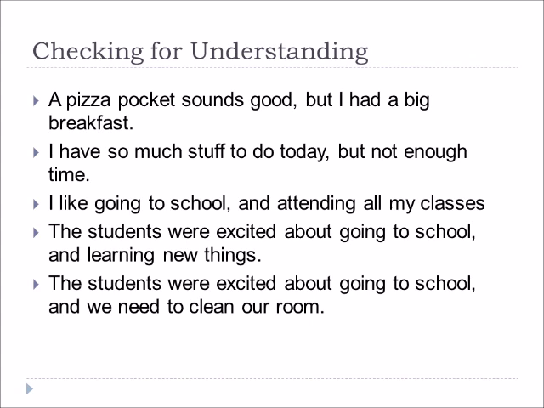The students were excited about going to school, and we need to clean our room. Oh, this is a tricky one for you because I have a comma and a coordinating conjunction. Before the comma and the coordinating conjunction, I have a simple sentence. The students were excited about going to school. After the comma and coordinating conjunction, I have another independent clause. We need to clean our room. The problem with this compound sentence, while it is grammatically correct, is that it does not make sense because there is no clear link or understanding of the relationship between these two independent clauses. Why are these two independent clauses being put together as a compound sentence? It does not work because they're not related.